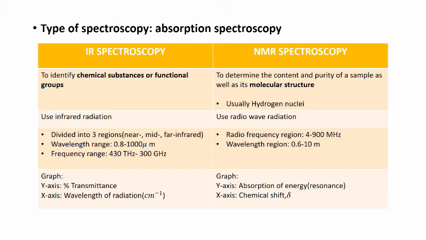The graph of IR spectroscopy represents percentage transmittance at the y-axis and the wavelength of radiation in reciprocal centimeter at the x-axis, while the graph of NMR spectroscopy represents the absorption of energy at the y-axis and the chemical shift at the x-axis.